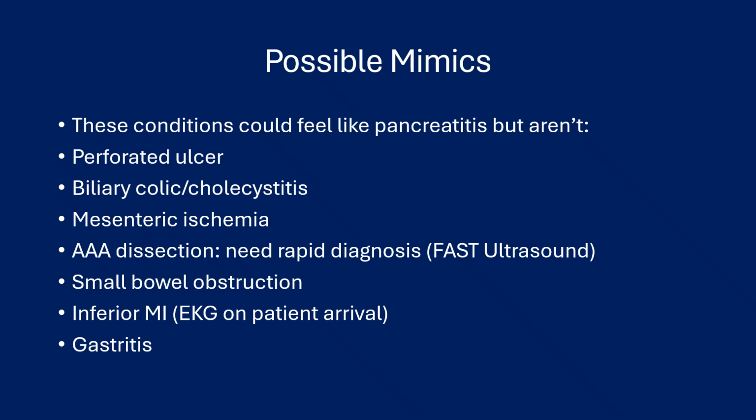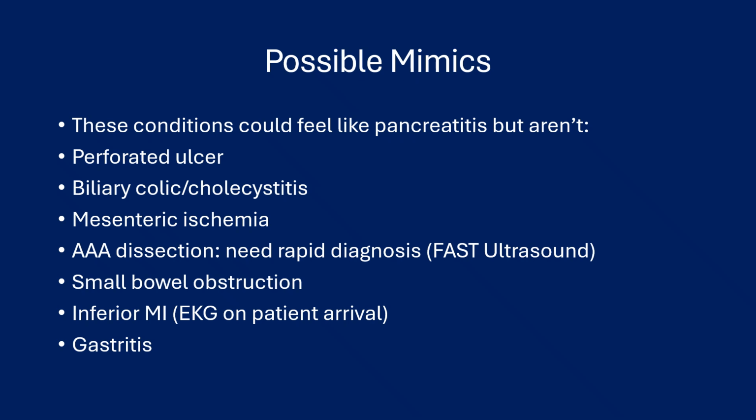Possible mimics: these conditions could feel like pancreatitis but aren't. A perforated ulcer could certainly produce these symptoms. Biliary colic or cholecystitis, as I mentioned, with the gallbladder. Sometimes you'll see pain not only in the right upper abdomen, but also in the mid upper abdomen. Mesenteric ischemia, where the bowel isn't getting adequate blood flow. Not seen as often, but it's something you have to keep in your mind.